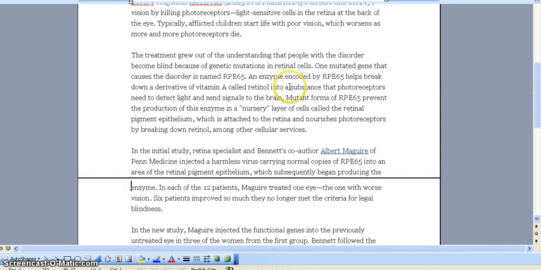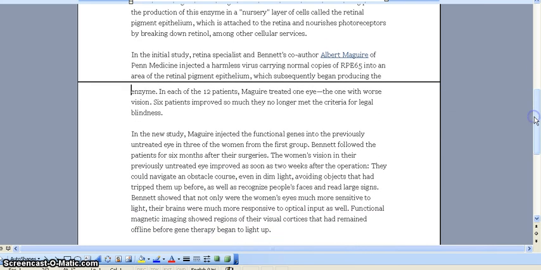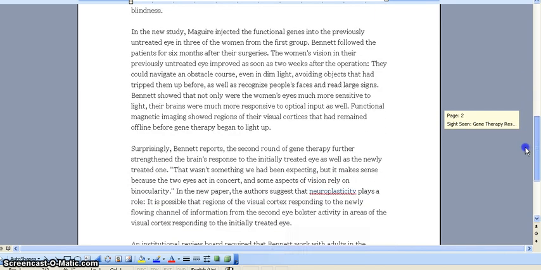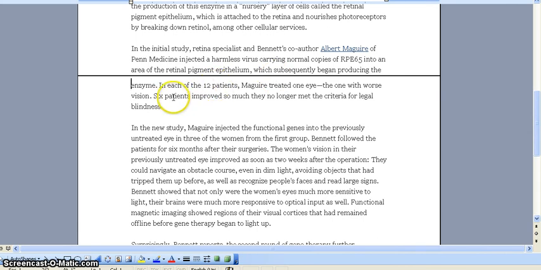The reason why they lose their vision is because they have a genetic mutation in one of the genes that makes an enzyme. Now, I won't get into exactly what the enzyme does, but suffice it to say that that enzyme is crucial. So what this study did is it took this gene, RPE65, and put that into a virus, and they injected the virus into just one eye of 12 patients, and 6 of the 12 patients improved for that eye, so much so that they were no longer legally blind, which is awesome.